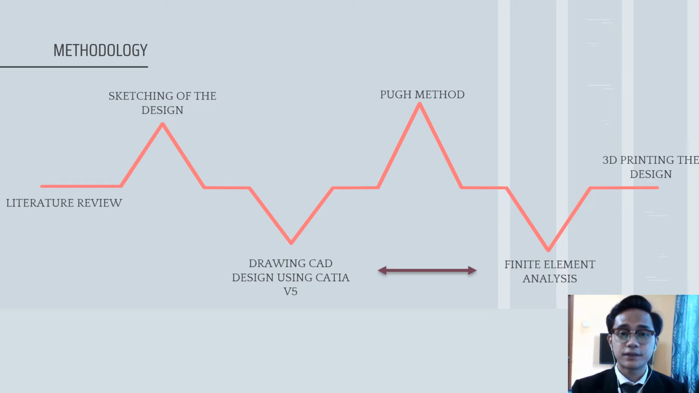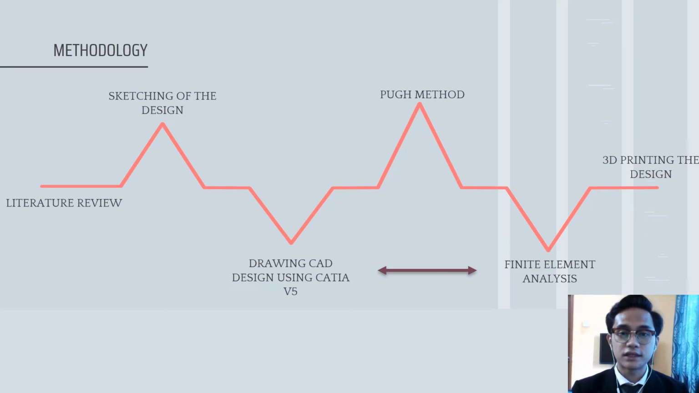Next, I will explain the methodology used in this project. First, literature review is done to understand more about the project. It is done through research and reading of articles and journals. Next is sketching of the design. After completing sketching the design, CAD design will be drawn using CATIA V5.